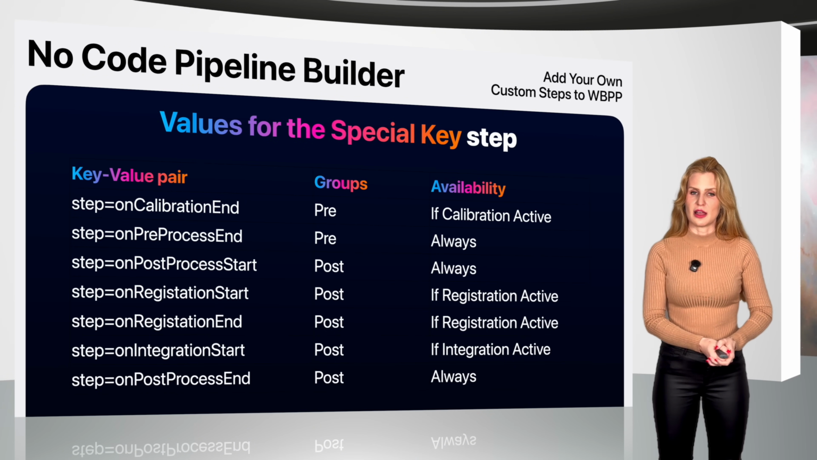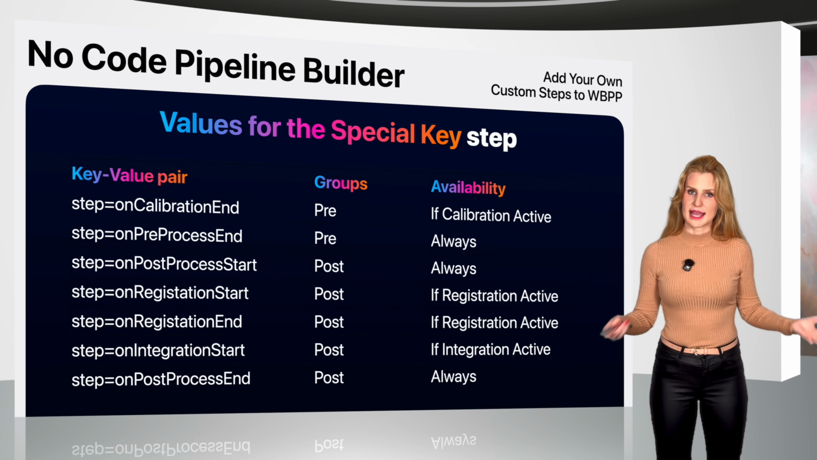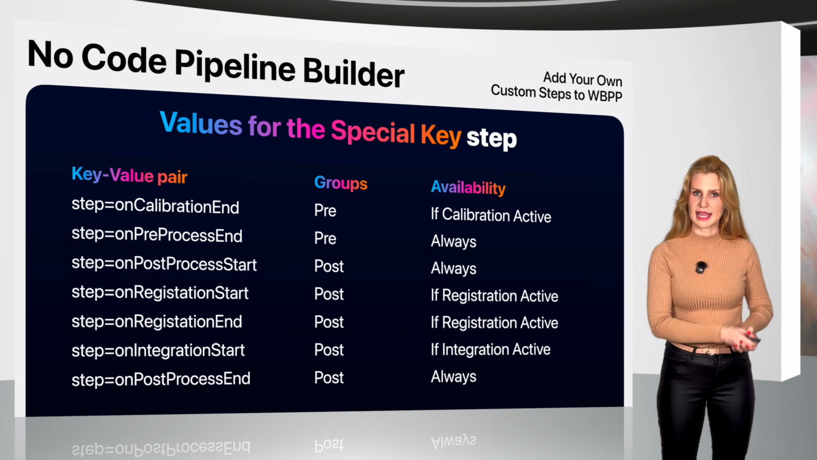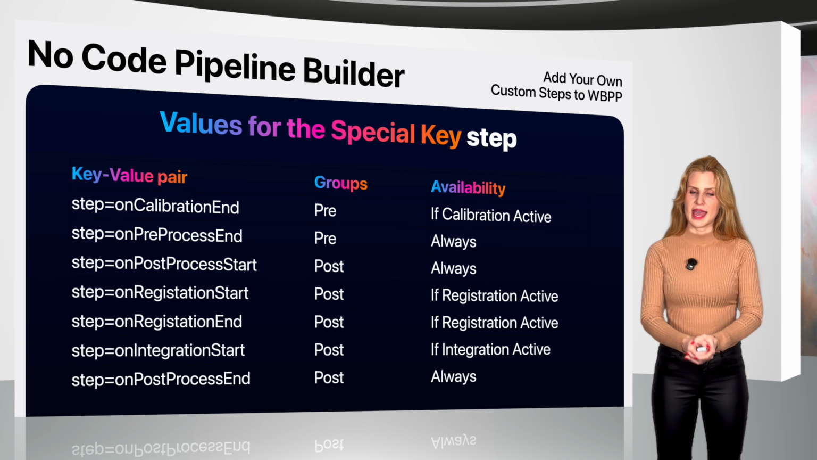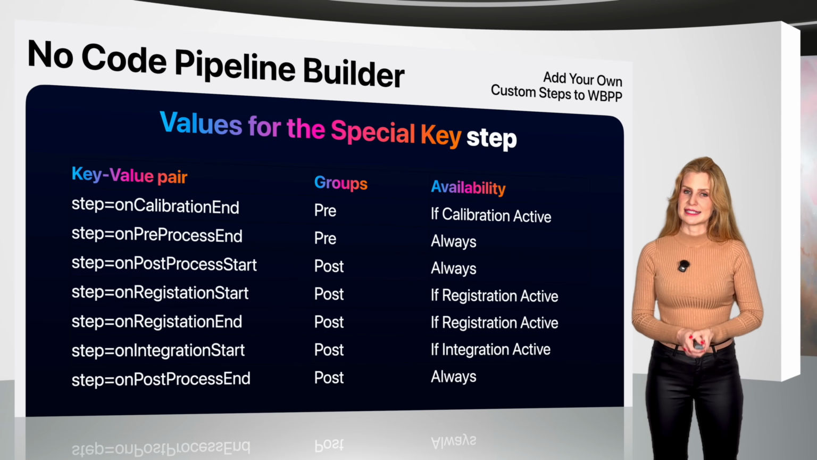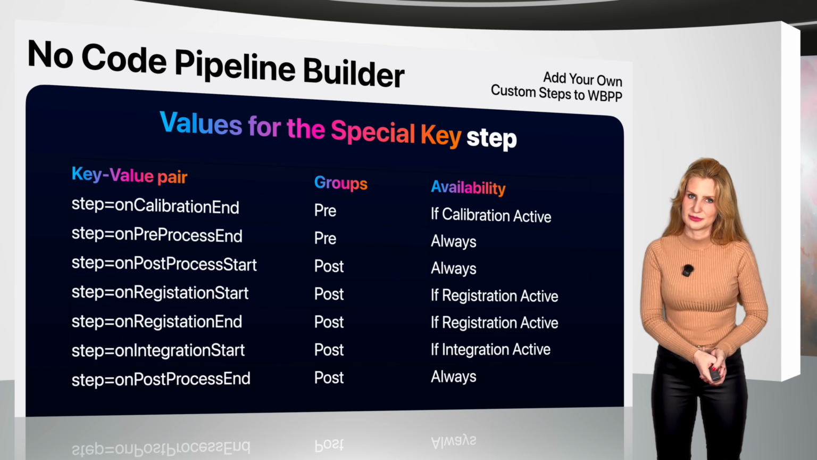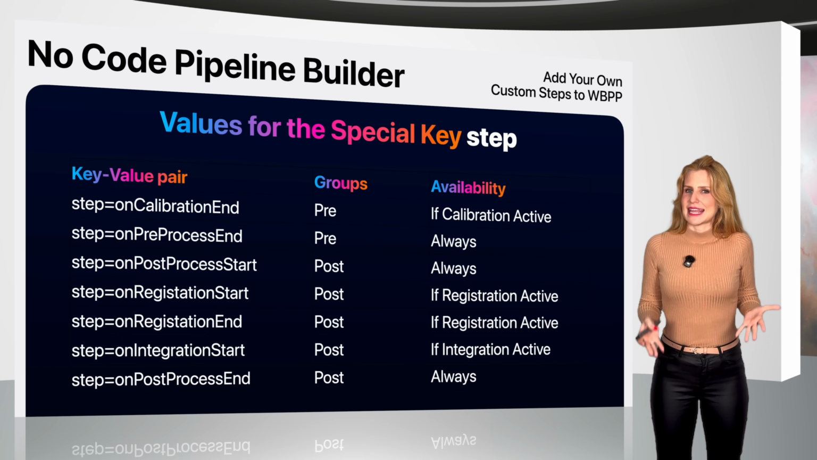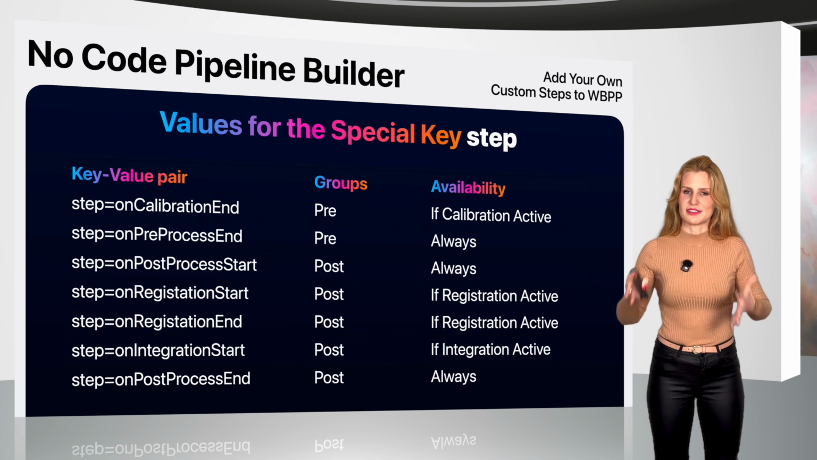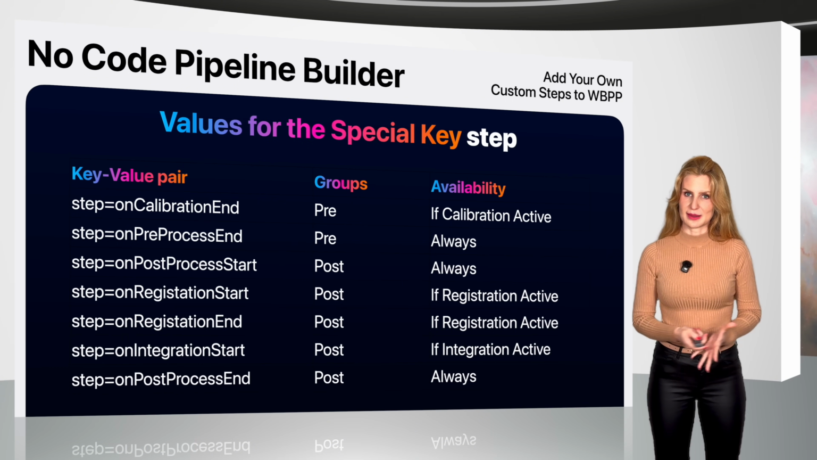There are a couple of more generic entry points, which are on pre-process end, on post-process start, and on post-process end. These are always executed, and special attention to the last one, on post-process end, since this is essentially at the very end of the entire pipeline. It means that it makes no sense to do anything on the individual frames anymore. So this is going to be executed on the master frames that we have generated.